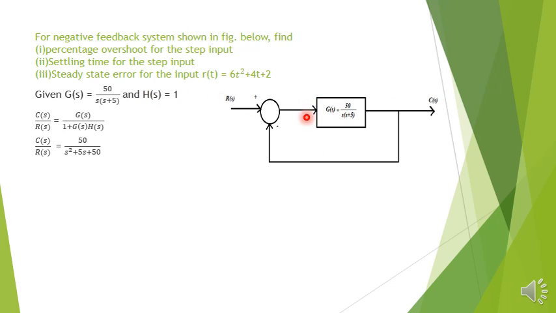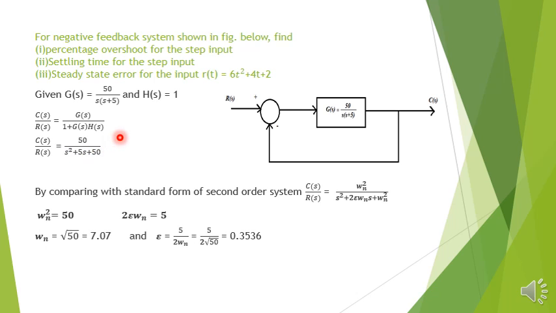So from the diagram, G(s), the forward path transfer function, is 50 divided by s into (s plus 5), and it is a unity feedback system, so H(s) equals 1. So the overall transfer function C(s)/R(s) equals G(s) divided by 1 plus G(s)H(s). This plus is because it is a negative feedback system. By substituting G(s) and H(s) as 1, we get C(s)/R(s) equal to 50 by s square plus 5s plus 50.